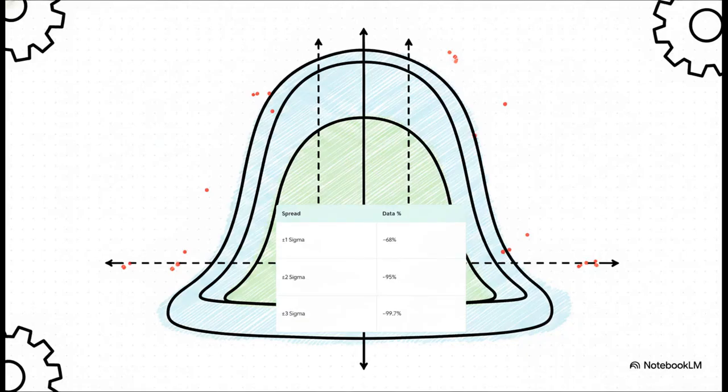When your process follows that normal bell curve, we get to apply the empirical rule, which makes the math incredibly predictable. Check this out. About 68% of your data will fall within 1 standard deviation, or 1 sigma, of the mean. 95% will fall within 2 sigma, and a massive 99.7% of your data will fall within 3 sigma. What does this mean for us? It means that any point sitting beyond 3 sigma is a genuinely rare event. We're talking something that happens only about 3 times in 1,000.